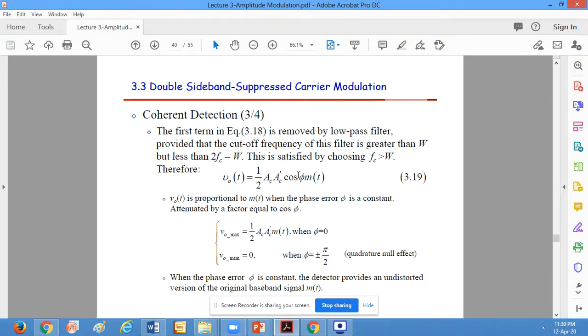Now it also depends on the value of the phase φ that we are using. The phase error φ is a constant, and whenever φ equals 0, we have the output 1/2 Ac' m(t). That is what we require, the message signal. If φ is π/2, this will be 0, which gives rise to a quadrature null effect, and we don't have anything at the output. So when the phase error φ is constant, the detector provides an undistorted version of the original baseband signal m(t) here.